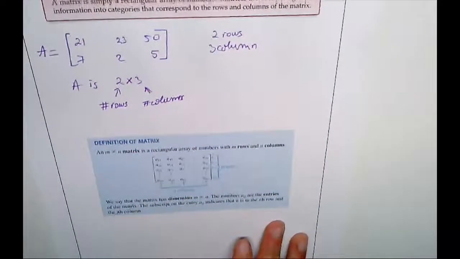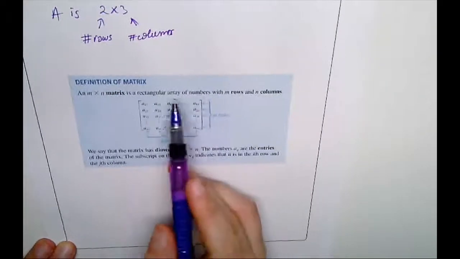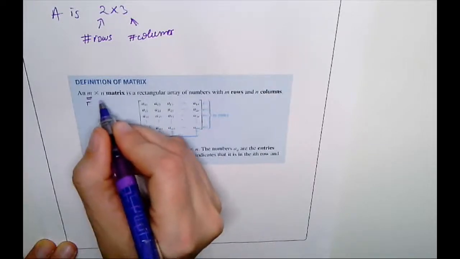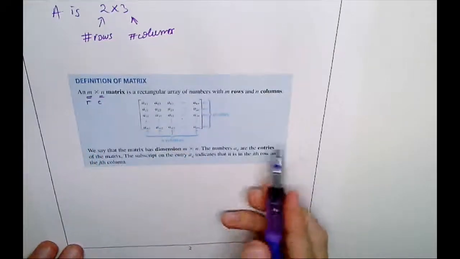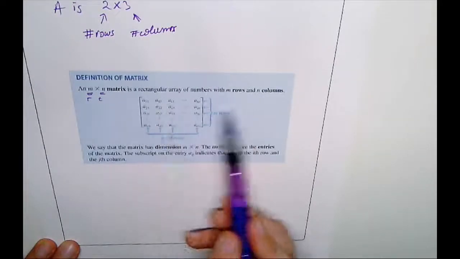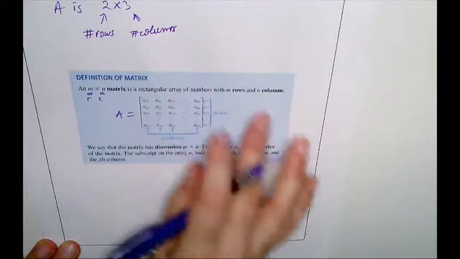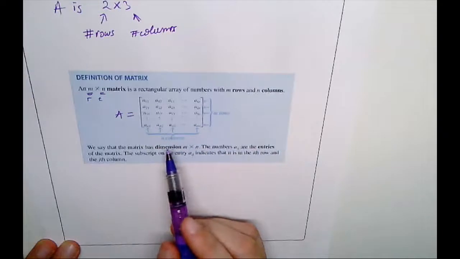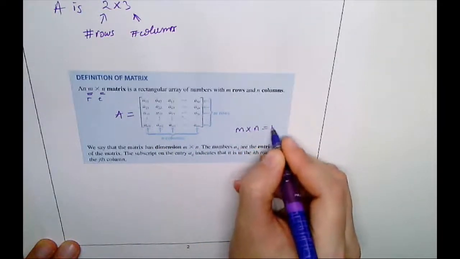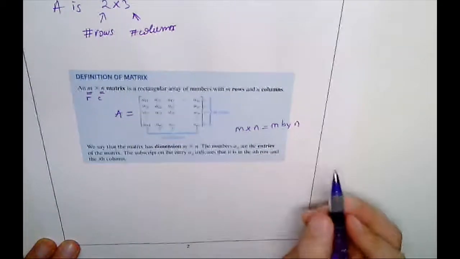Okay, so in general, an M by N matrix is a rectangular array of numbers with M rows. So this is the number of rows and this is the number of columns. And you just write it like this. You just list the first row, the second row, and so on. So if this is a matrix A, this is how we would write it. And we say that the dimension of the matrix is M by N, where M is the number of rows and N is the number of columns.